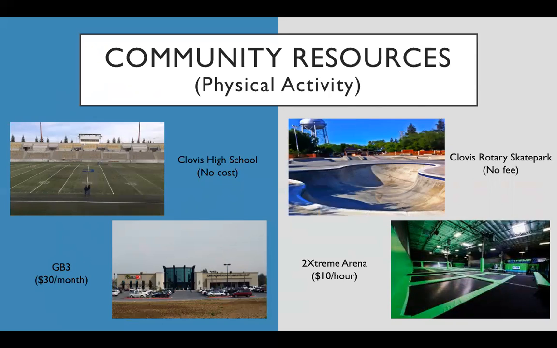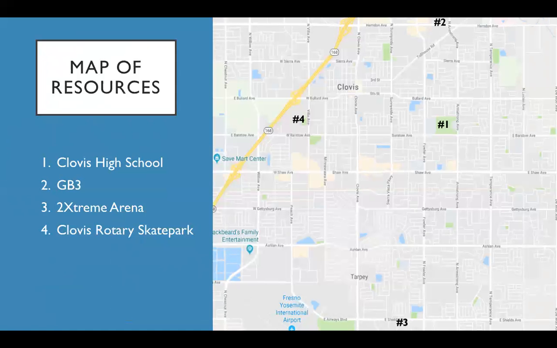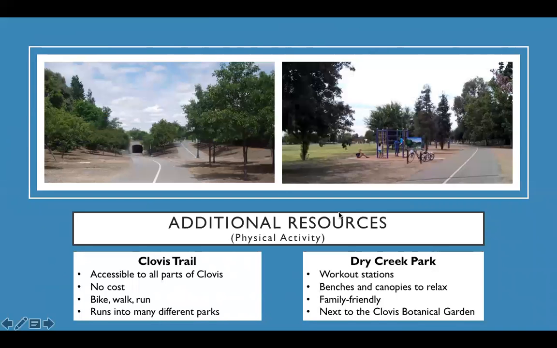Two that weren't as common, but were interesting, were the Clovis Rotary Skate Park, which is fairly new in Clovis and a great way for skaters to get out and be active, and 2 Extreme Arena, same thing with Skywalk. It's fairly new as well, and it's a great way to be active. Here is a map of the 4 resources that the students listed. So here's Clovis High School, here's GB3, number 3 is 2 Extreme Arena, and then number 4 right here is Clovis Rotary Skate Park.